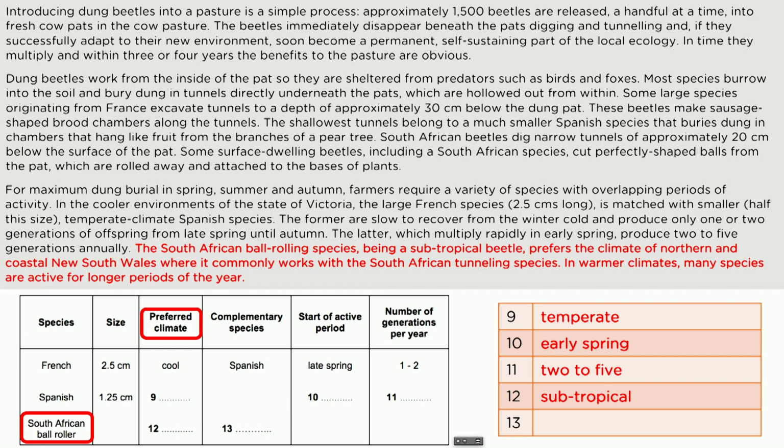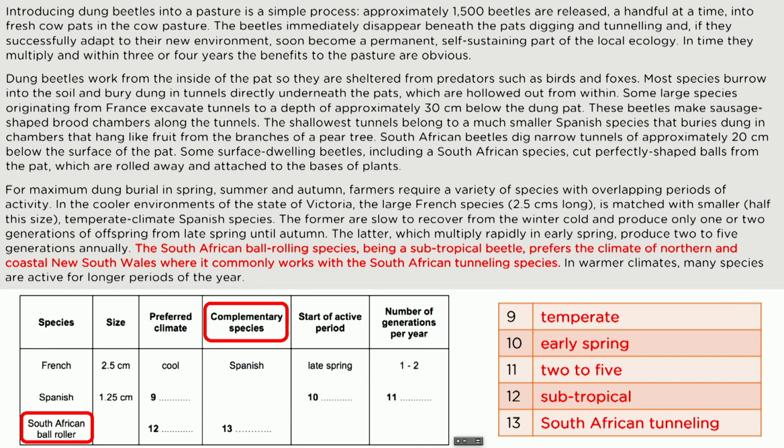Let's do number 13 now, which says the complementary species. So it's going to be like its friend or the other species it hangs out with a lot. And it says it commonly works with the South African tunneling species. Now, again, we have 3 words. The word species is already here. We can't just write South African. We may have to write 3 words, and I think the answer should be South African tunneling.